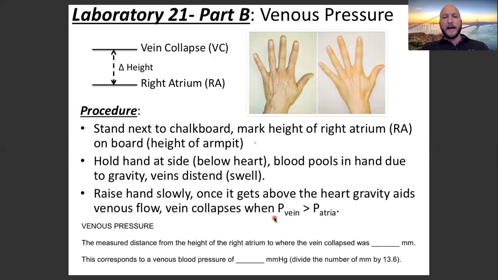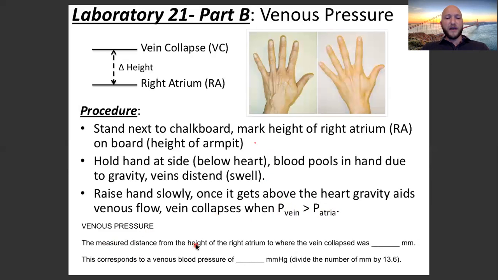The veins are going to collapse when the pressure in your veins is greater than the pressure in your atria. So pressure in your veins is greater than your pressure in your atria. Remember what I talked about? Things go from high pressure to low pressure. So when you have higher pressure in your veins than your atria, blood's going to flow in.